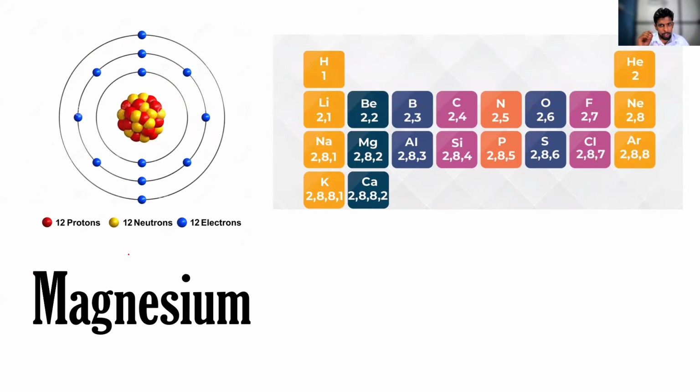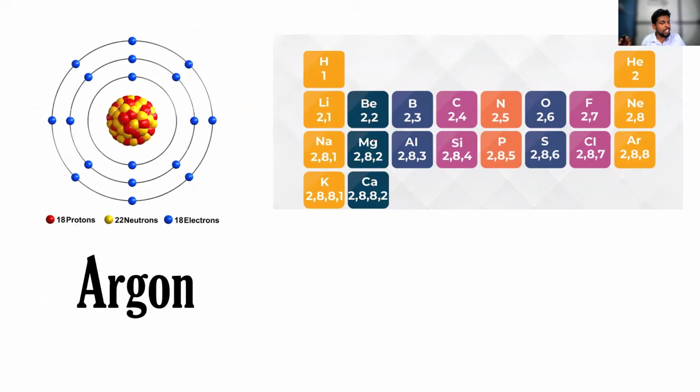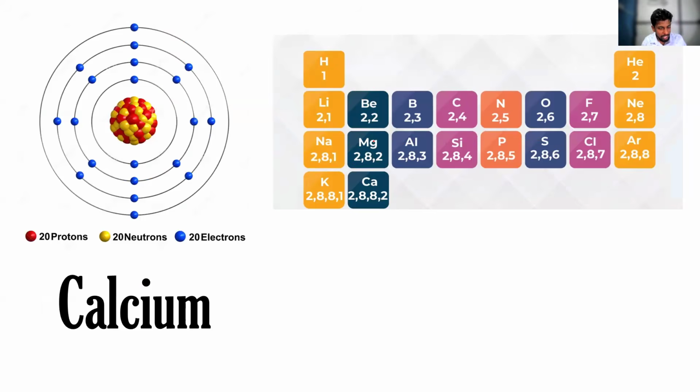Right. For the magnesium, what could be the electronic configuration? 2, 8, 2. Right. Now, how many numbers are there? 3 numbers are there. So, third period. And how can I decide the group? Second group. Yes. In the last here we have 2. So that will belong to the second group. The third period and the second group. That is magnesium. Now this is the way to find the group and the period.